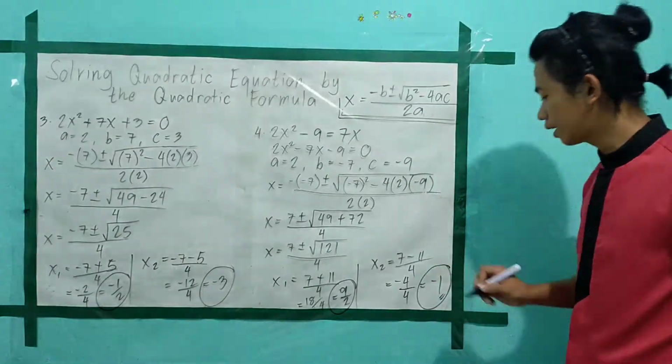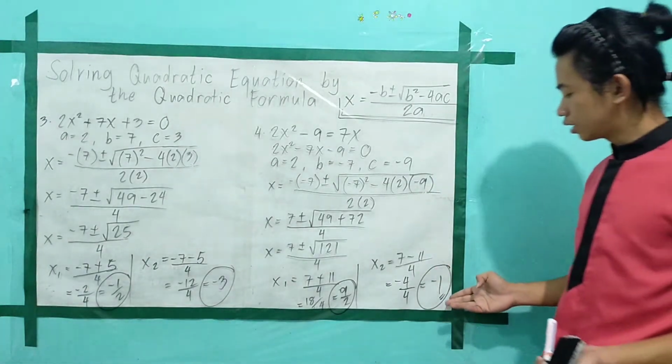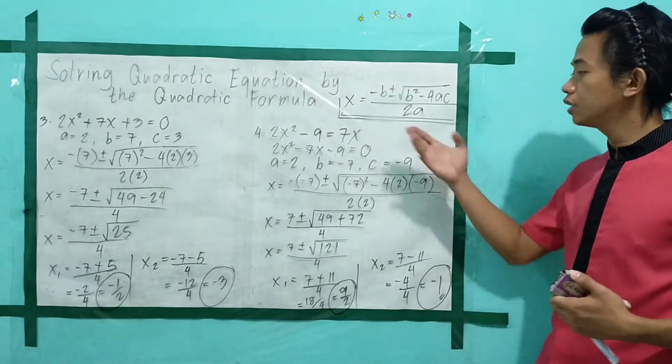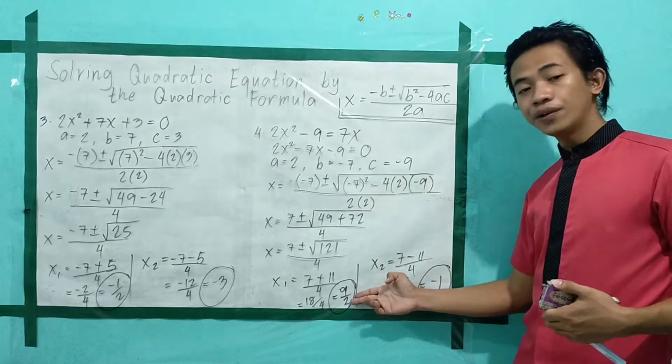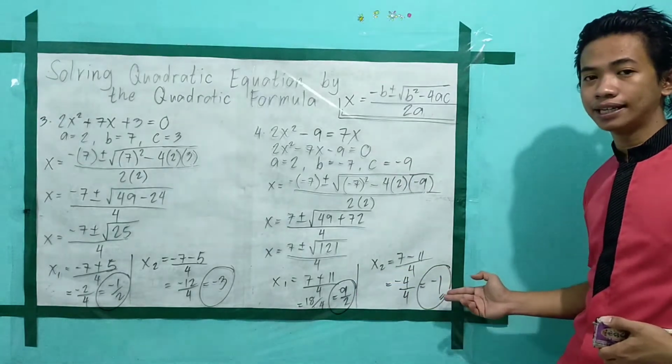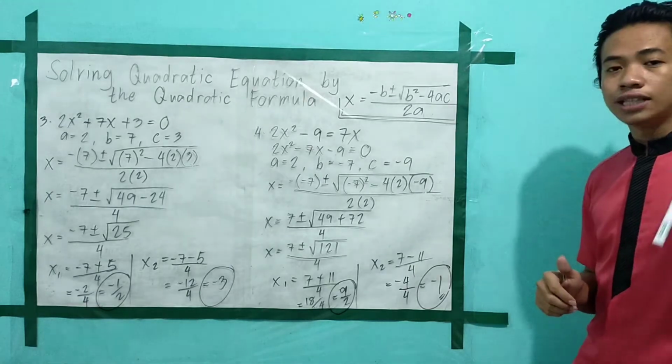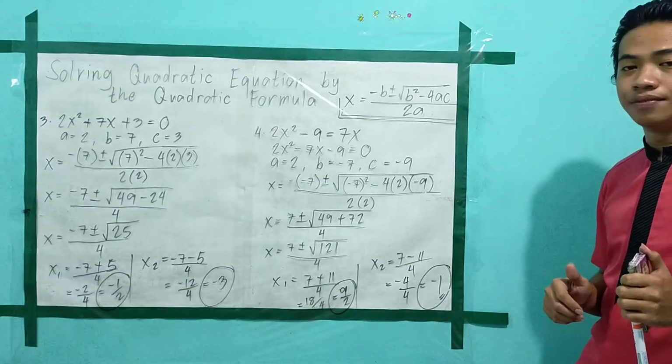Bilugan natin para makita. Okay. So, the second solution is equal to negative 1. Therefore, the solutions in this given problem are 9 over 2 and negative 1. Gets? Next, proceed tayo sa problem number 5 and 6.